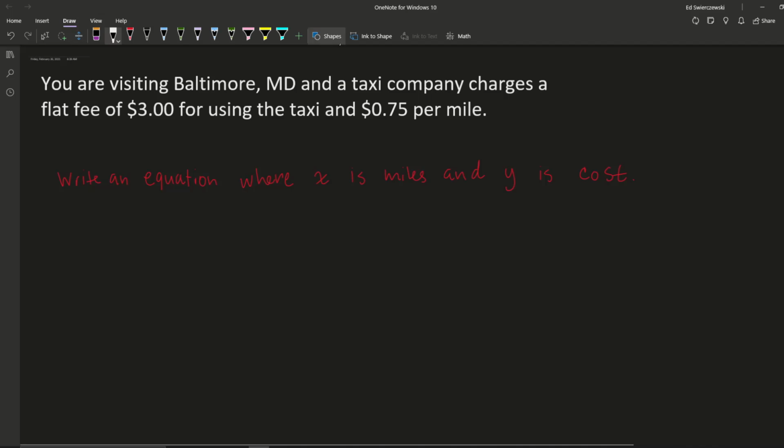So I'm just going to underline a couple things here. Whenever you see a problem like this with a company charging you a flat fee and then a rate per mile or per hour, there's some words that are going to clue me in on where I should put these numbers into my equation. So whenever I see this flat fee, that is going to be the starting cost, the starting value. So flat fee, starting cost.